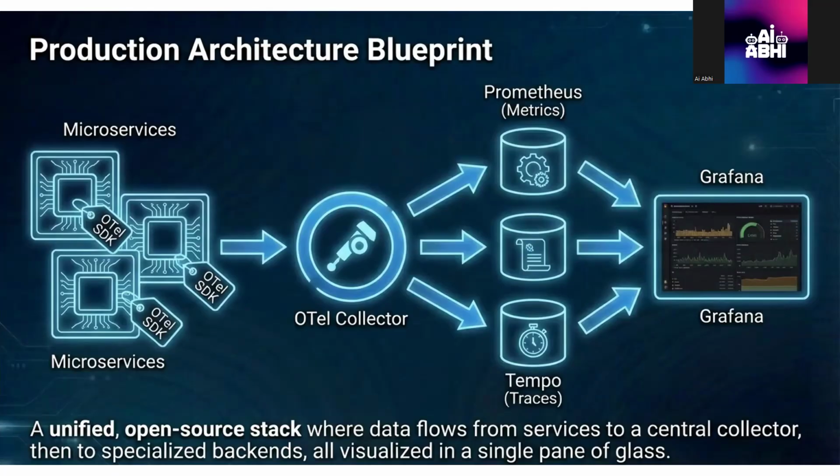From this collector, metrics go to Prometheus, logs go to Elasticsearch or Loki, and traces go to Jaeger or Tempo. Grafana sits on top of everything, giving you a single dashboard where you can jump from a metric spike to the related traces to the exact log line that shows the error. That's the real power of observability, connecting the dots across all three pillars.